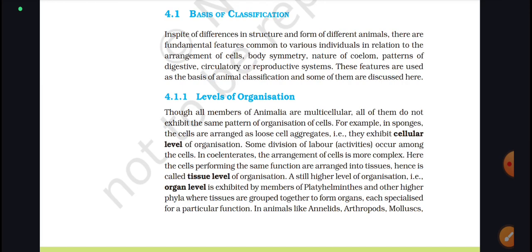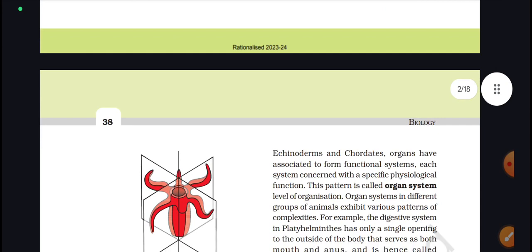A still higher level of organization, that is, organ level, is exhibited by members of platyhelminths and other higher phyla, where tissues are grouped together to form organs, each specialized for a particular function. In animals like annelids, arthropods, mollusks, echinoderms, and chordates, organs have associated to form functional systems, each system concerned with a specific physiological function. This pattern is called organ system level of organization.